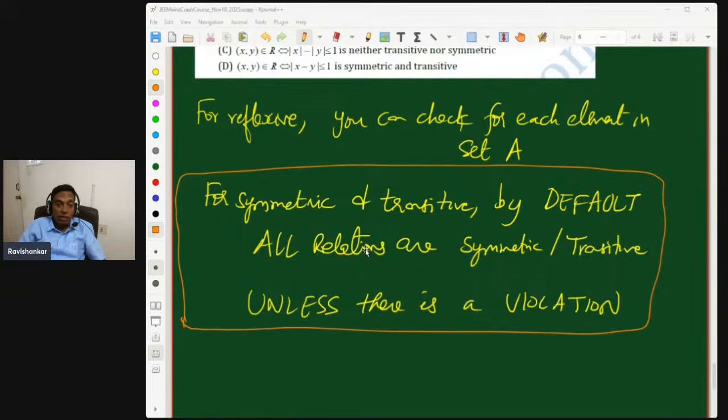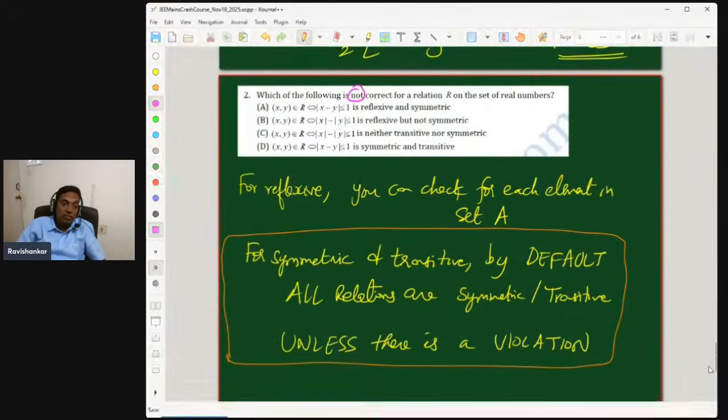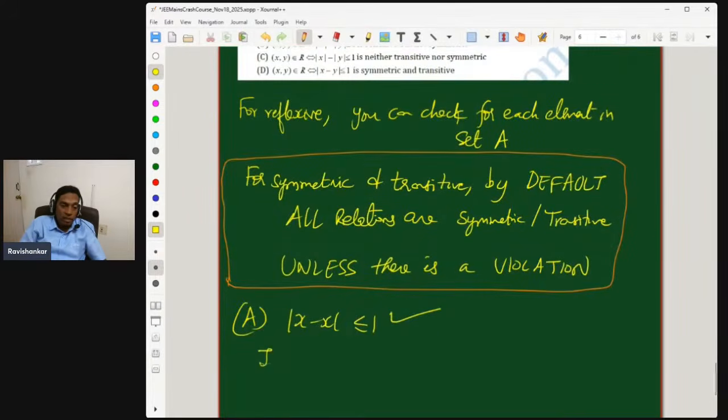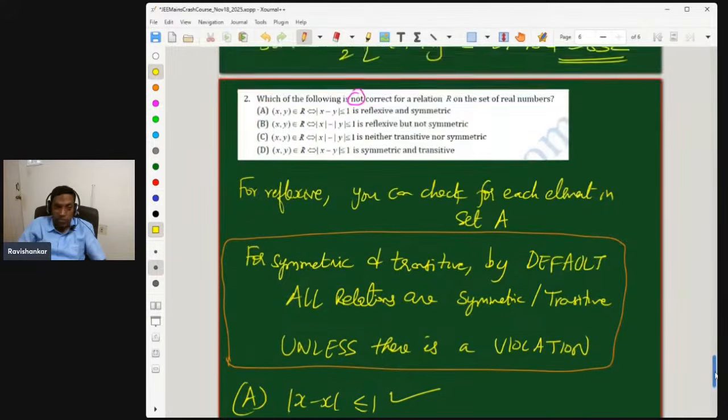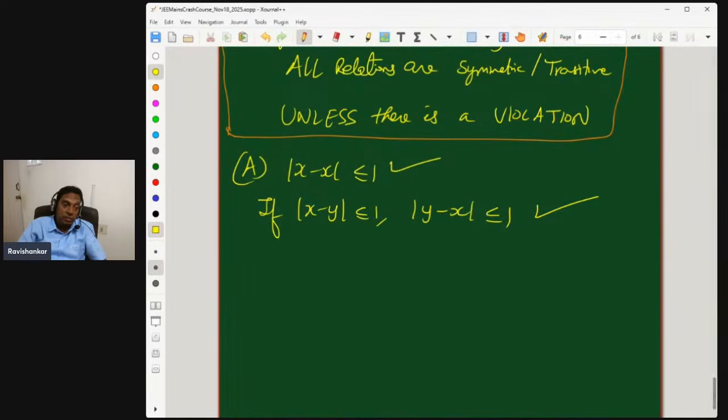Okay, and the question again, by the way, is which of the following is not correct. Okay, so first, mod of x minus y is reflexive and symmetric. Mod of x minus x is less than or equal to 1? Yes. If mod of x minus y less than or equal to 1, mod of y minus x less than or equal to 1? Yes. That is what symmetric demands. So that means this is a correct statement. This is not the final answer. We want to know which is the wrong statement.